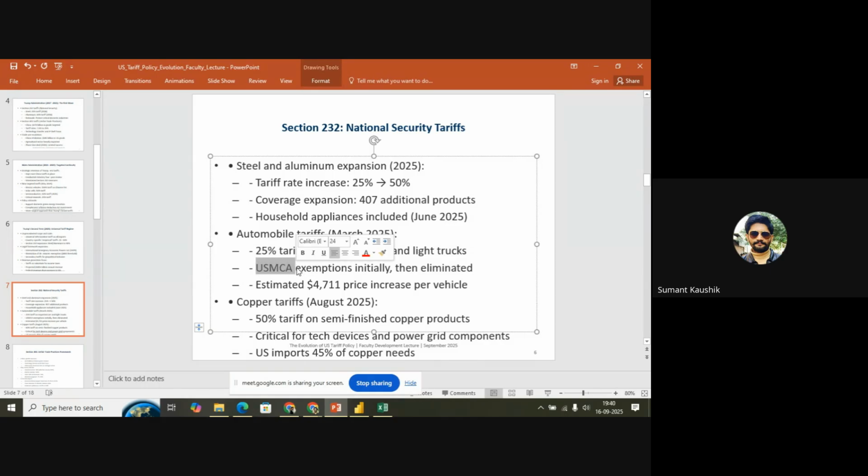USMCA: these were the countries that are part of this union. It includes Mexico and Canada. It is called the United States Mexico and Canada Association. So exemptions were initially there, but then they were eliminated. Even on Mexico and Canada, who are in close proximity and close allies of the US, the United States of America also imposed tariffs, and they have removed all the exemptions and eliminated them. So right now, the US is moving ahead towards a sheer policy of protectionism, trade retaliation, and tariff retaliation.